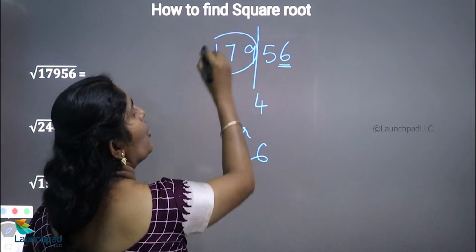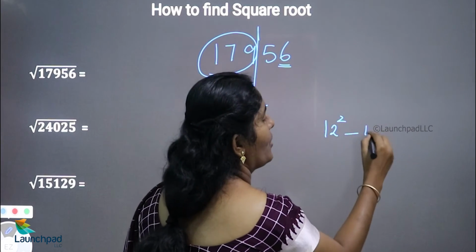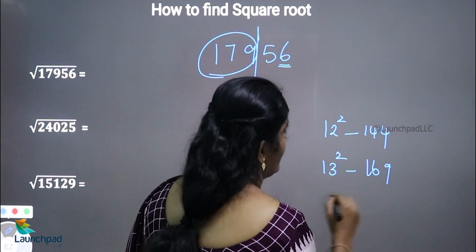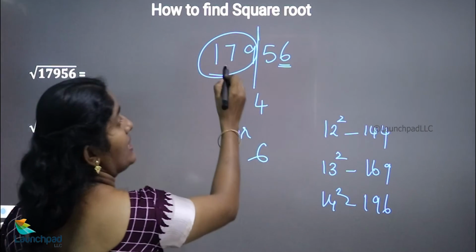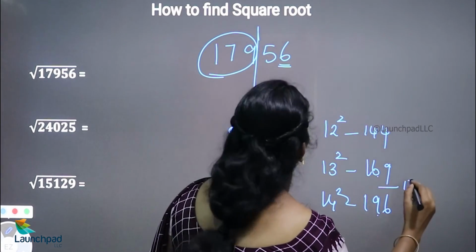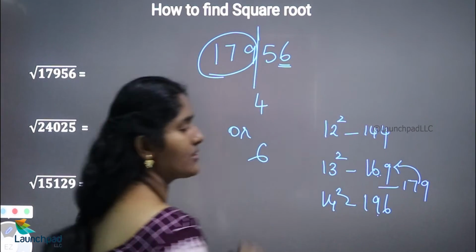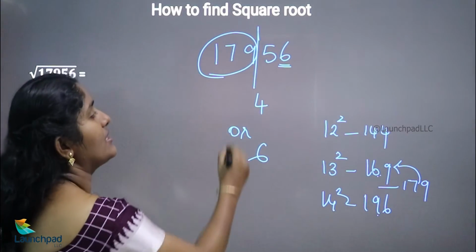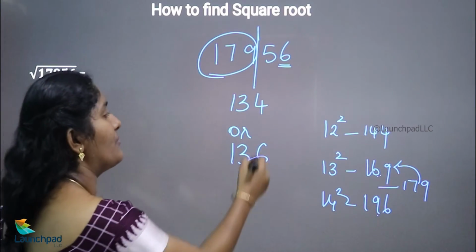Now consider your whole part value, 179. 12 square is 144. 13 square is 169. And 14 square is 196. So 179 lies between 169 and 196. We want to consider the previous value. Previous value means 169. 169 is the square of which number? That is 13.